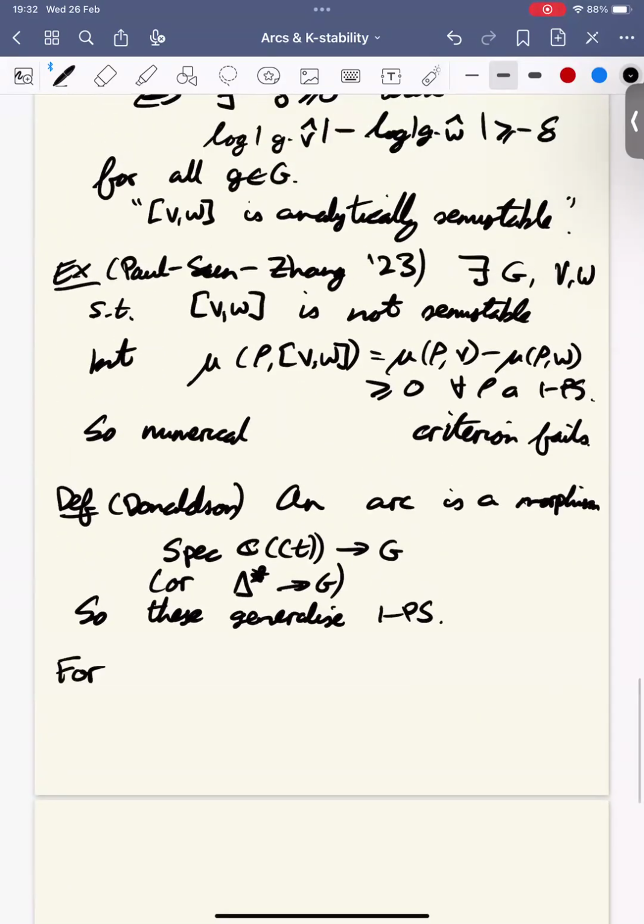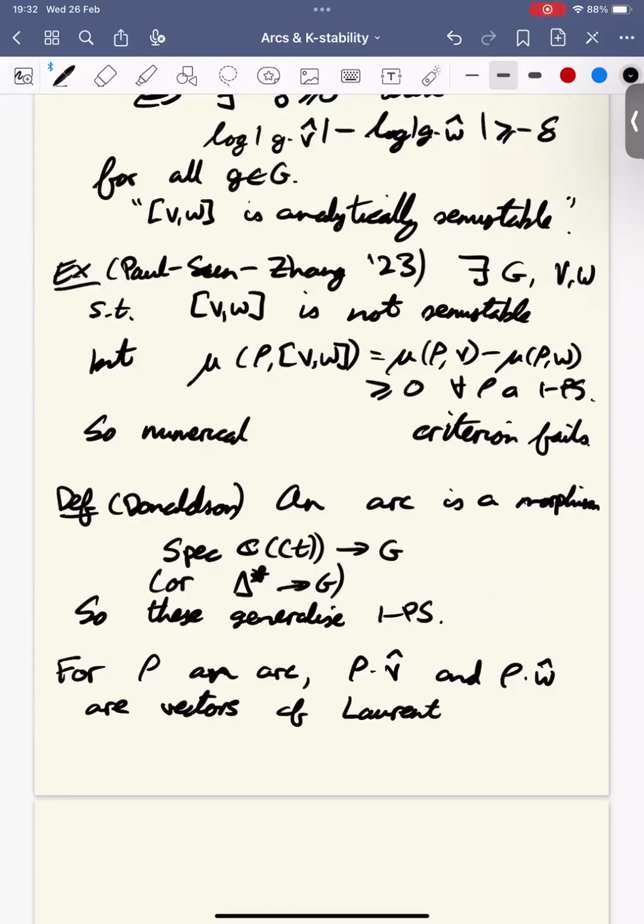Okay, and so I'm going to do a little bit of vaguely explicit algebraic geometry. If I've got an arc, then I can think about what rho.v hat and rho.w hat are. These are vectors with entries in Laurent series, vectors of Laurent series. So v hat and w hat are just vectors in V. I act by my arc, through its image in G, and what I'll get is just vectors, but where all of the entries are Laurent series in a single variable. So that allows me to extend the definition of what the weight is.